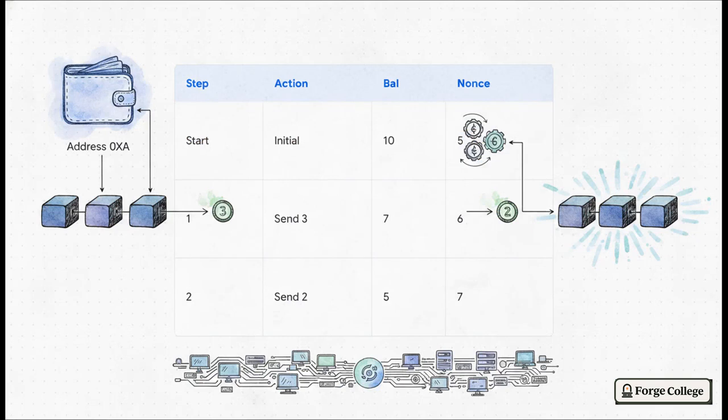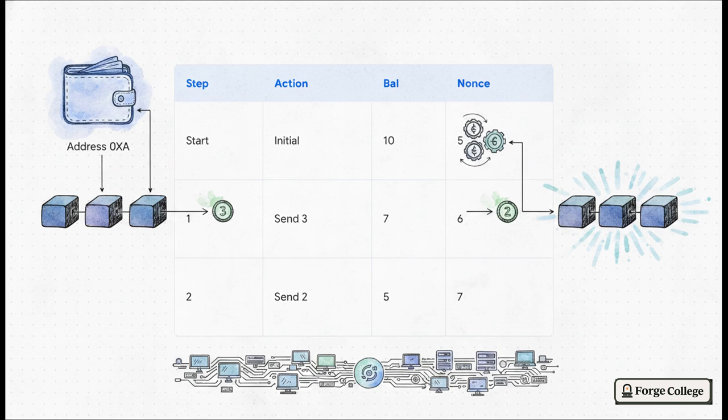Now, what's really cool is seeing this mathematical progression laid out step by step. Let's look at address 0A. We start with an initial state where the balance is 10 and the nonce is 5. In step 1, we broadcast a transaction to send 3 units. To do this, we absolutely must use our current sequence number, nonce 5. When the block is mined, notice how the update is entirely atomic. The balance drops to 7, and precisely at that exact same microsecond, the nonce ticks up to 6.